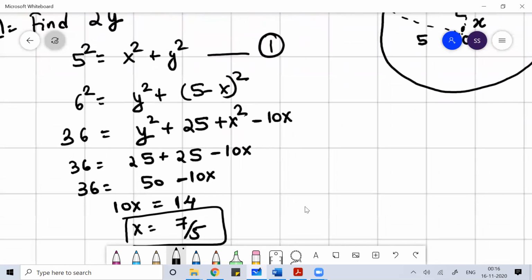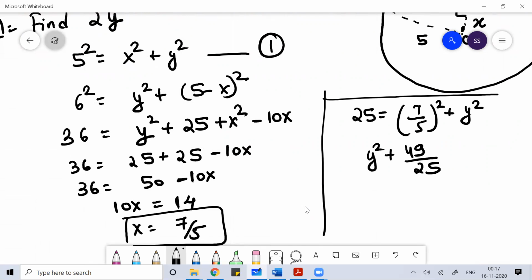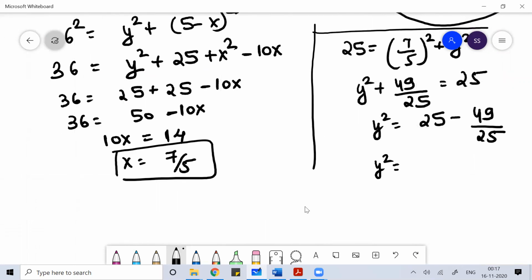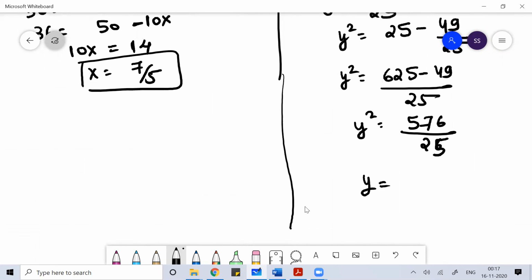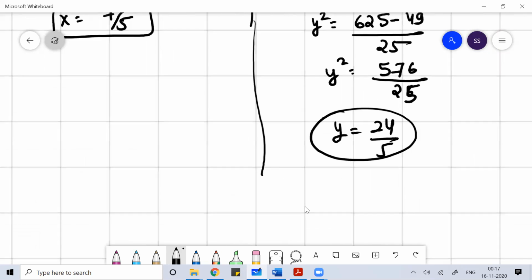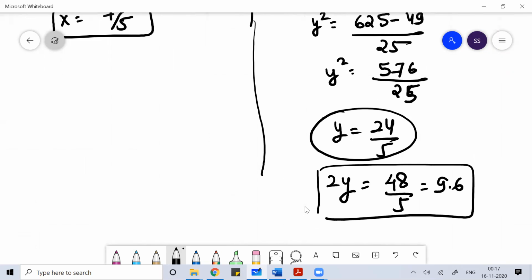What you have to find is the y value. Here 5 square is 25. So you know that 7 by 5 whole square is 49 by 25, so x square plus y square is 25, and y square is 25 minus 49 by 25. So y square is 625 minus 49 by 25, which is 576 by 25. The value of y that you are getting is 24 by 5. Once you get y is equal to 24 by 5, ultimately you have to find 2y. 2y is 48 by 5, which means 9.6. The value of 2y is 9.6.